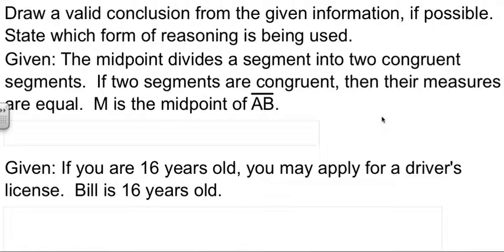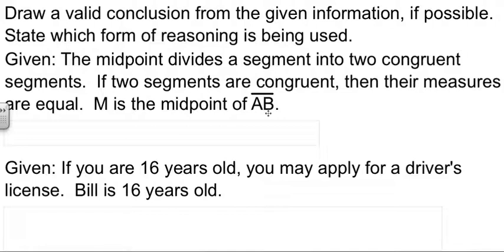So we're going to be drawing some conclusions and then stating which form we used, whether we used the law of detachment or the law of syllogism. The midpoint divides a segment into two congruent segments. And then if two segments are congruent, then their measures are equal. And then they tell me specifically that M is the midpoint of segment AB. So we have a lot going on here.